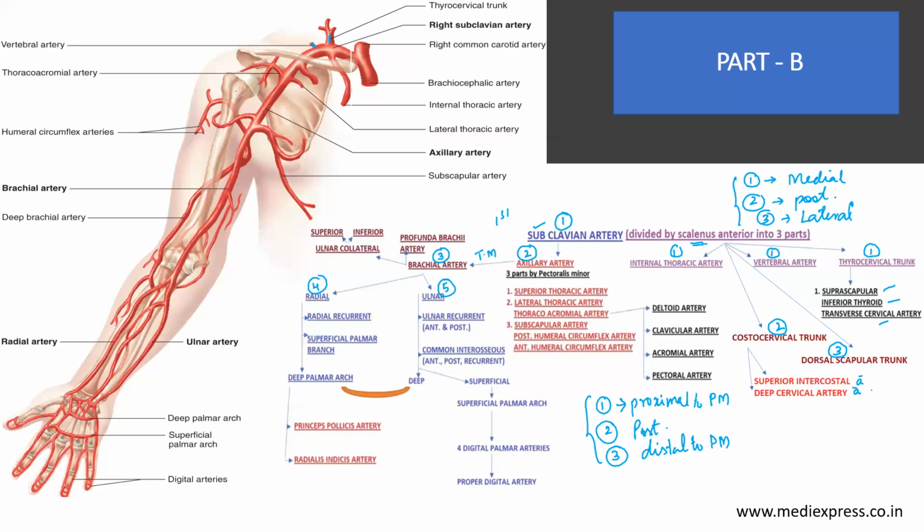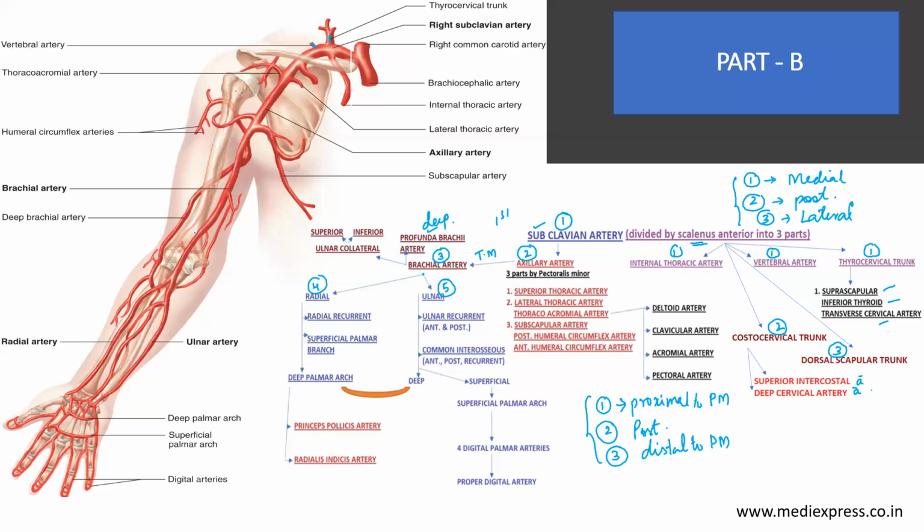Now, immediately distal to the teres major muscle, the brachial artery gives rise to the profunda brachii artery. This is a little deeper one, a deep artery. Okay. Now, there is one more branch, and that is the ulnar collateral artery. It is again divided into two: the superior ulnar collateral artery and the inferior ulnar collateral artery. Remember this.